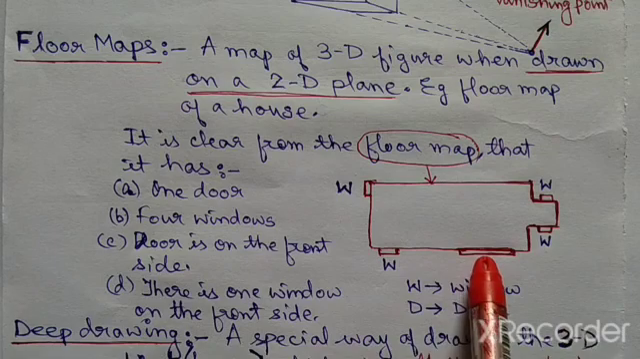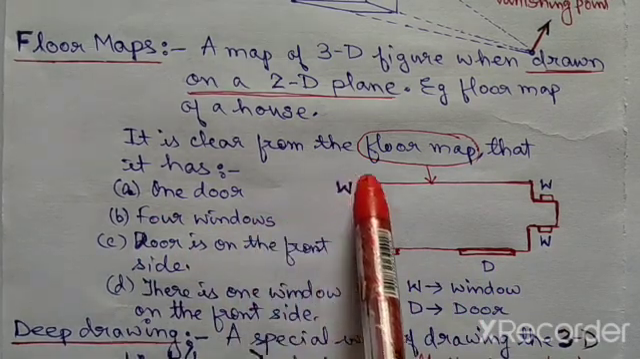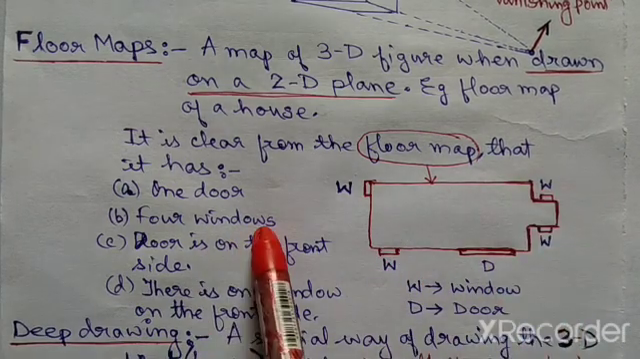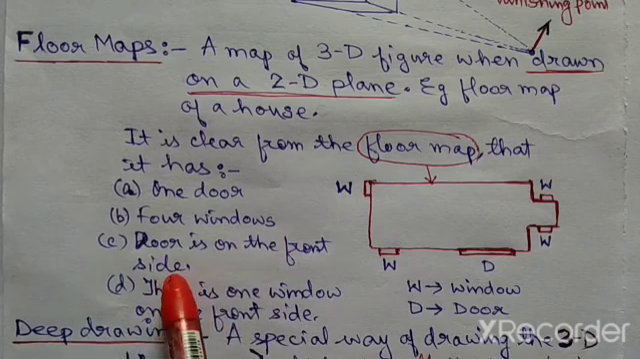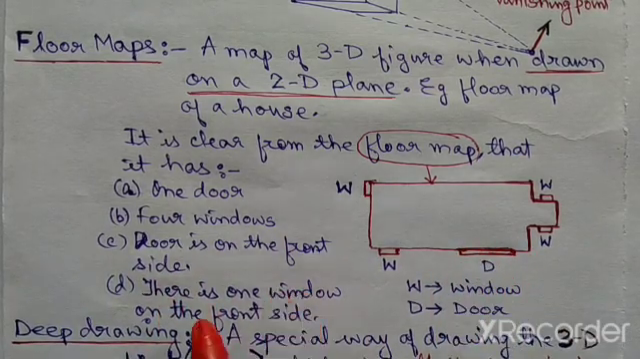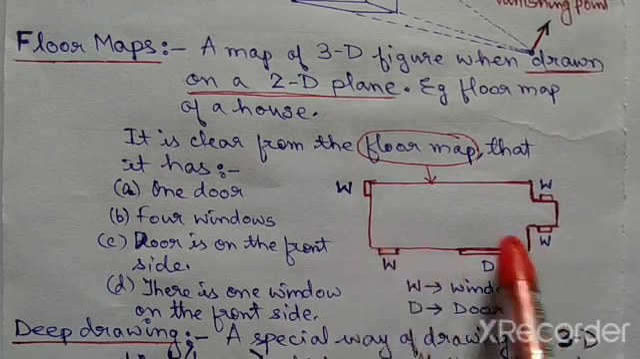One door. This is your one door, children. Next information, four windows. Just see, children, one window, second window, third window, and four windows. So four windows. Door is on the front side. Just see, door is on the front side, and there is one window on the front side. This is your front side.